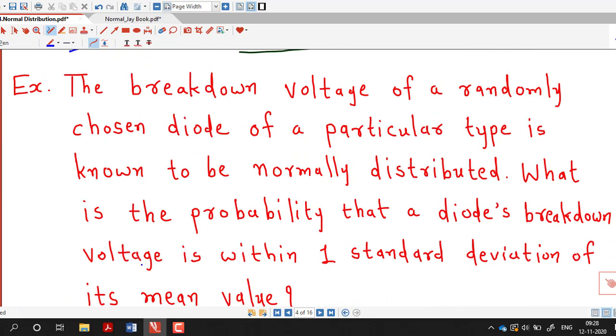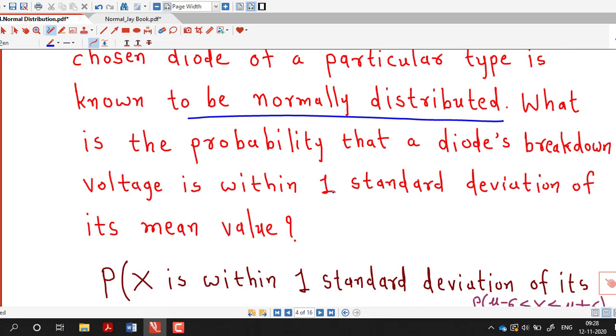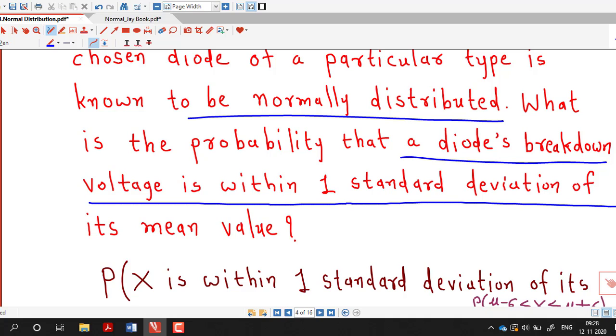Next example. The breakdown voltage of a randomly chosen diode of a particular type is known to be normally distributed. So here voltage is the random variable under consideration, and it is given that it is a normal random variable. We are asked to find the probability that a diode's breakdown voltage is within one standard deviation of its mean value.